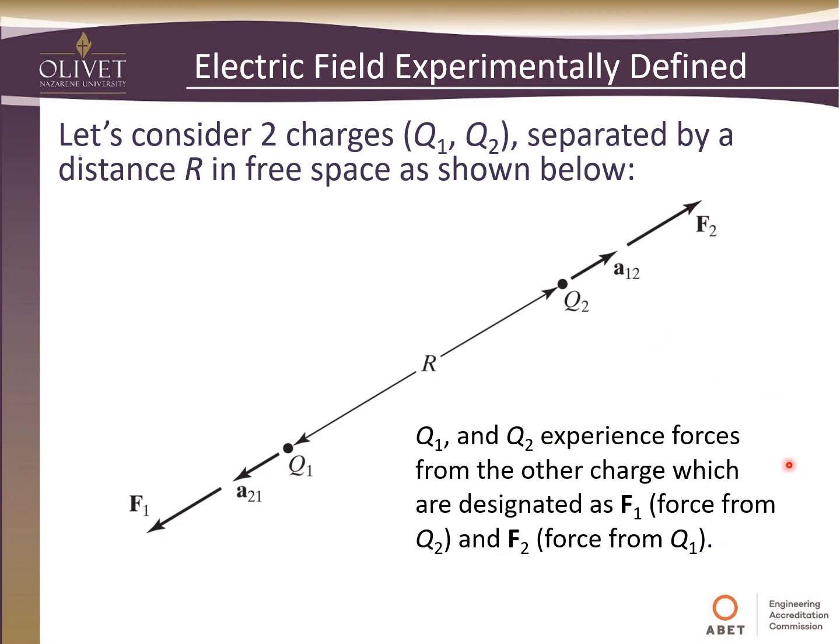Again, make sure we have our nomenclature correct. Q1 and Q2 experience forces from each other, and they're designated as F1 and F2. This force here, F1, is the force felt by Q1 from Q2, and F2, this force here, comes from Q1 onto Q2.